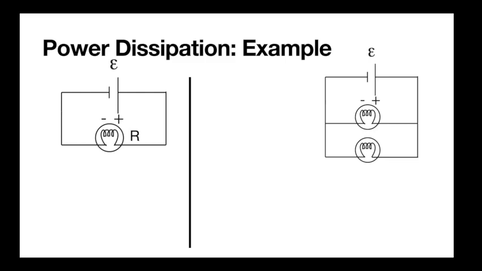I put R there because that's the symbol we'll usually use for light bulbs, but they act the same way as a resistor. They have some resistance, and they transfer the energy from the electricity, the voltage, into thermal energy.